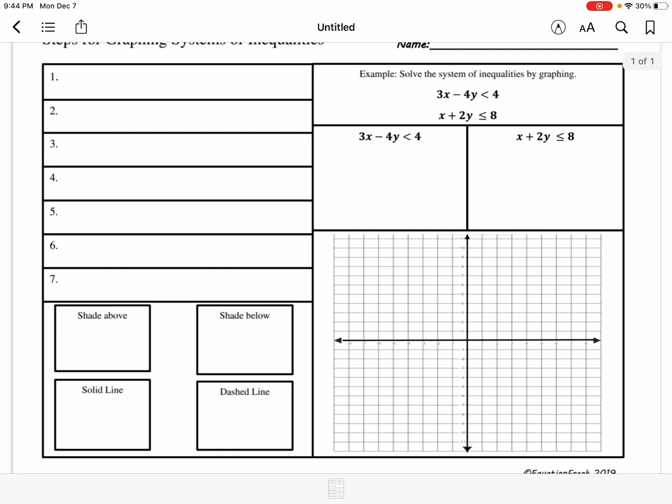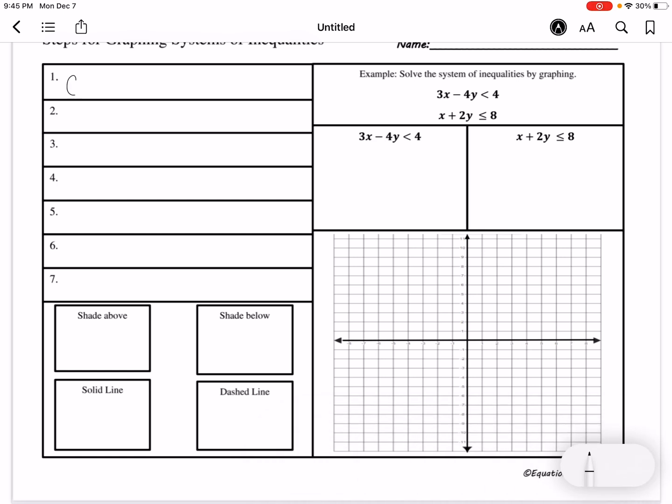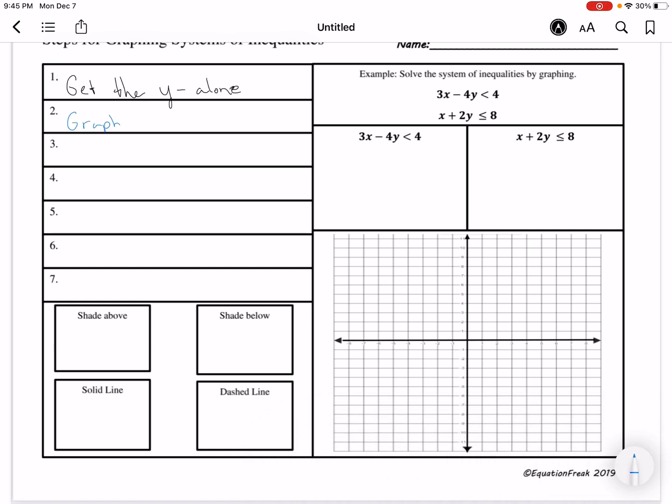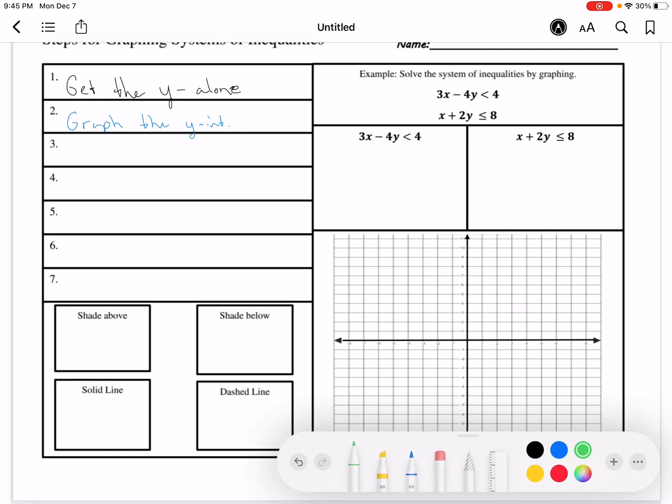So the first thing we're going to do, our first step, is going to be to write in slope-intercept form. Okay, so we're going to get the y alone. So that's step one, is to get the y alone. We're going to move the other parts of the equation around to make sure that y is by itself. Step two, we're going to graph the y-intercept. Step three is going to be graph points using slope.